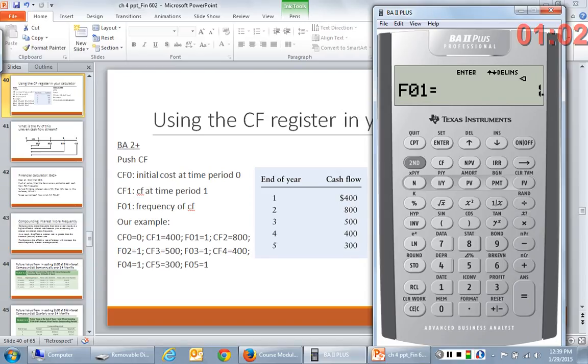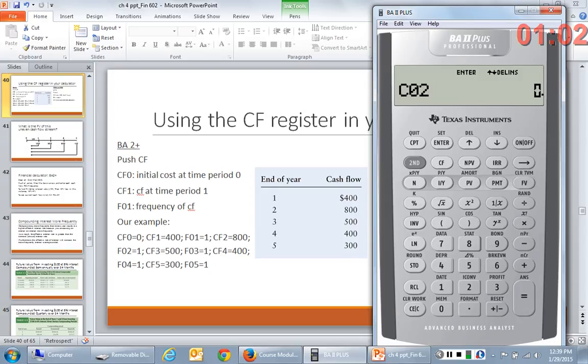Now it says F01. That's the frequency of cash flow 1. So it's wanting to know how many times is the first cash flow repeated. If you aren't comfortable using frequency buttons, you don't have to. You could enter in each of the cash flows individually. In this example, there's no reason to use frequencies at all because each of the cash flows only occur once. But if you're not comfortable using it, you just simply push the down arrow and skip that option.